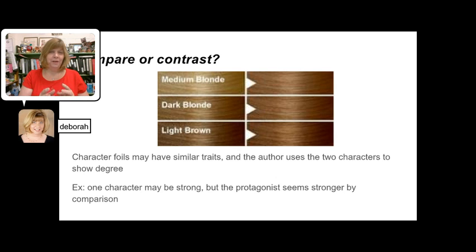So character foils are used for either comparison or contrast. When it's a contrast, you have characters who are opposite, but when it's a comparison, you may have characters who have similar traits, but they differ by degree. So in other words, you may have one character who is strong, but the protagonist is going to seem even stronger by comparison.